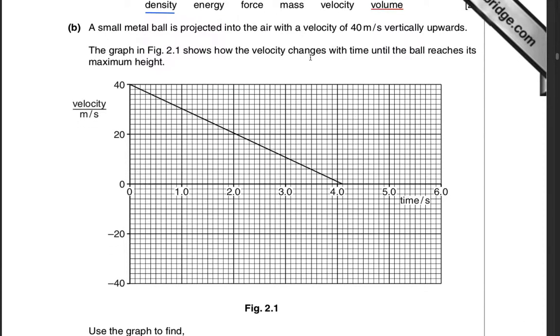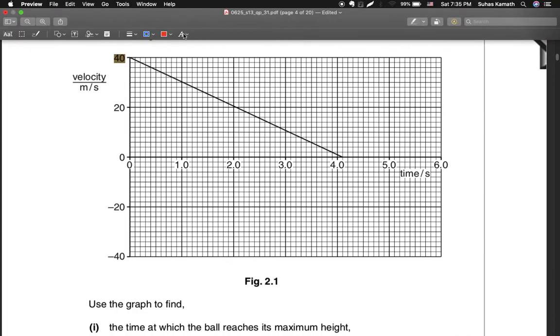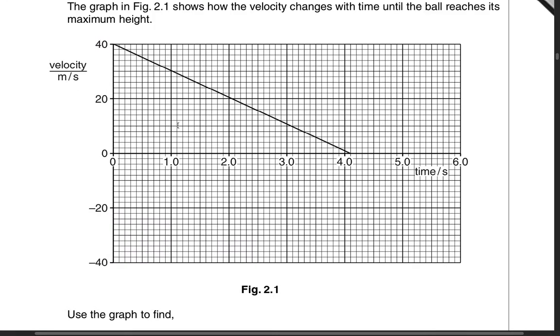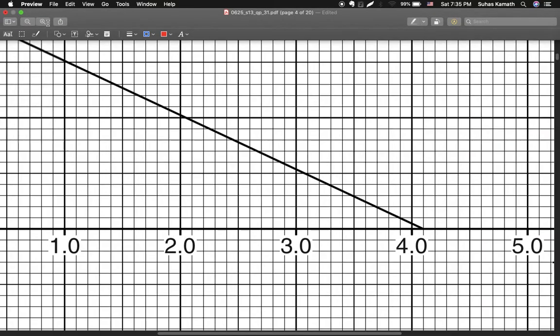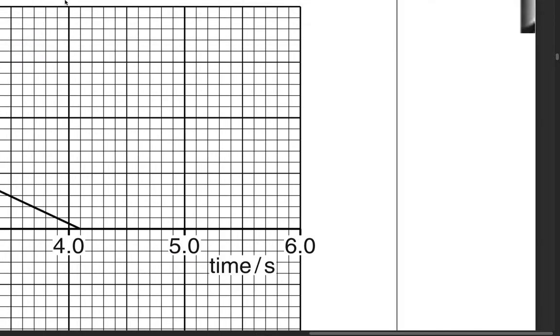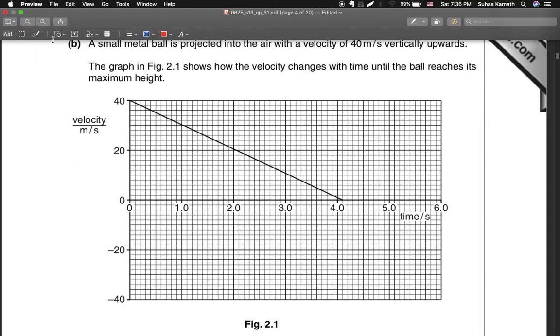Alright. The graph in figure 2.1 shows how velocity changes with time until the ball reaches its maximum height. So velocity started off at 40, ended up at 0 at approximately, let me try to zoom in. Approximately 4.1 seconds. Yes, I was right the first time.